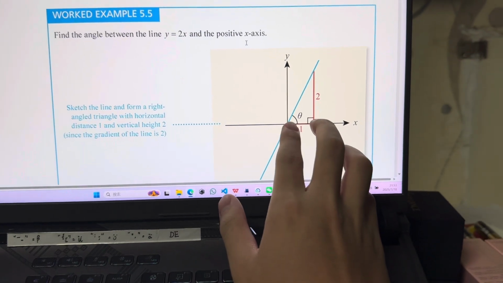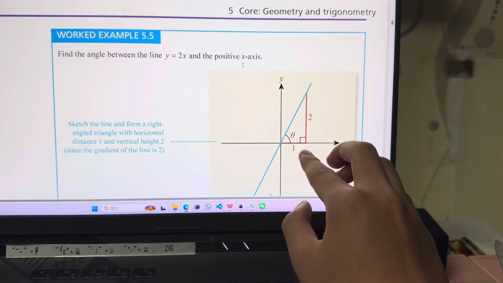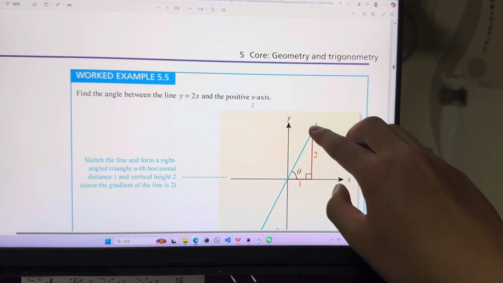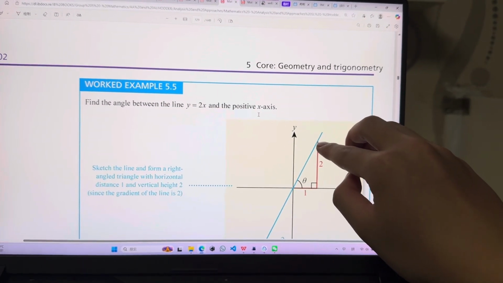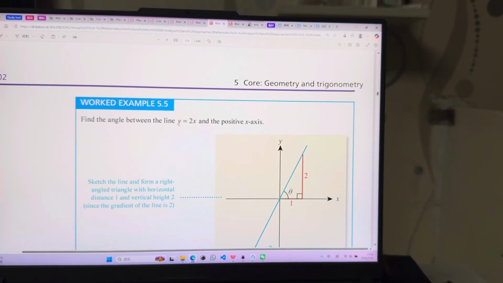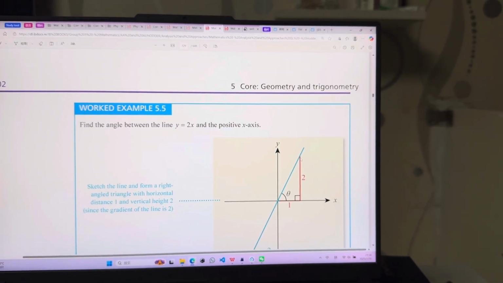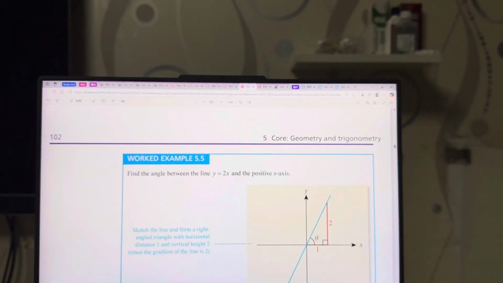So we let x equal 1. Then we make a line which is perpendicular to the x-axis. So this point is (1, 2), right? Because when we let x equal 1, then we know y equals 2. So this point is (1, 2). Oh man, (1, 2), not point.